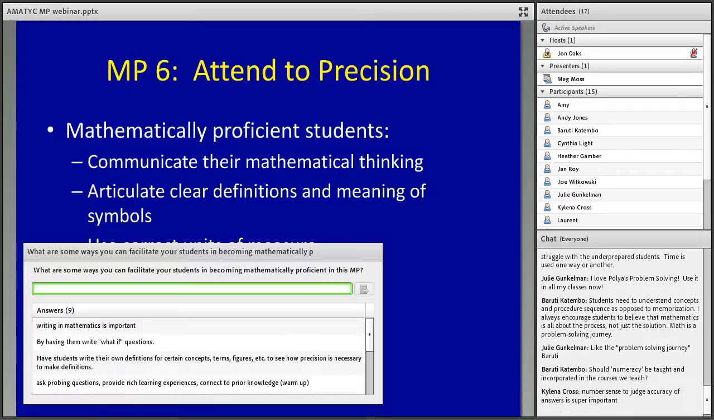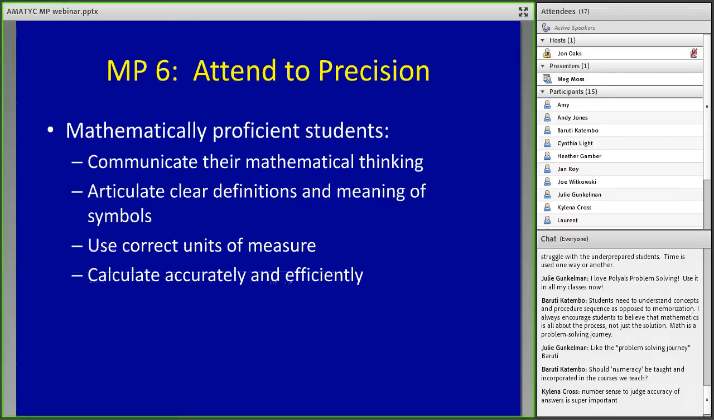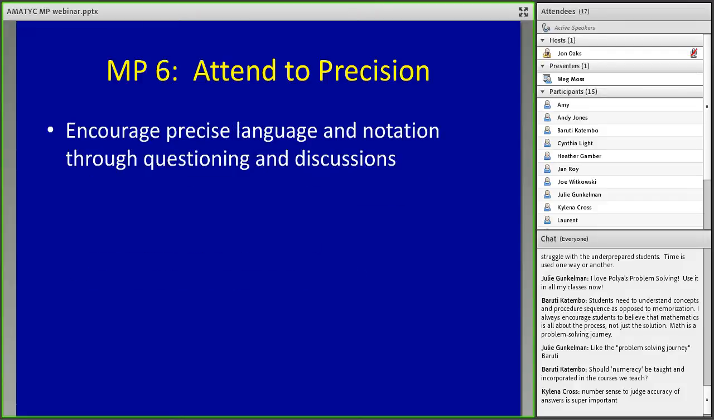Okay. Not many people had much to add to that poll, so that's okay. John, can you pull the poll away? Yeah, thanks. Yeah, that number sense to judge accuracy of answers is super important. And just to be able to think mathematically is so important. Okay, so some ways that I try to get at this one with my students is related to what you guys have already said, is to really encourage that precise language and notation.